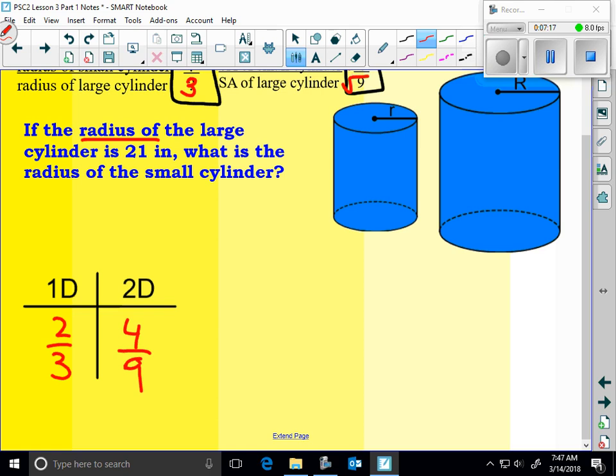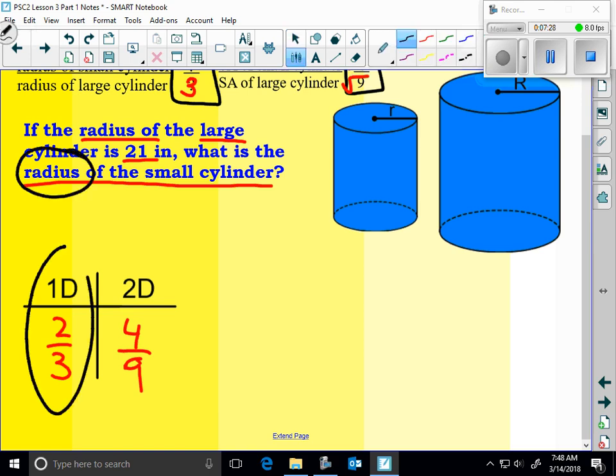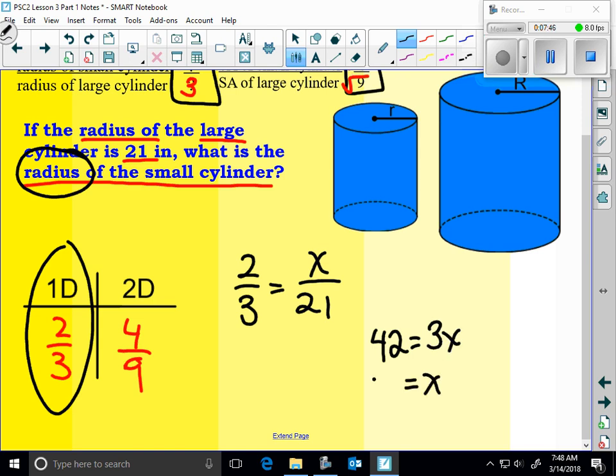It says if the radius of the large cylinder is 21, what is the radius of the small cylinder? Okay, when it asks you for radius, you want to think one-dimensional. So 2/3 is the ratio of small to large. I know the large is 21. I don't know the small. I'm going to figure it out. So 2 times 21 is 42. 3 times x is 3x. Looks like if I divide, I get 14. Okay, you can just go back and confirm, right? So the radius of the small cylinder is 14.